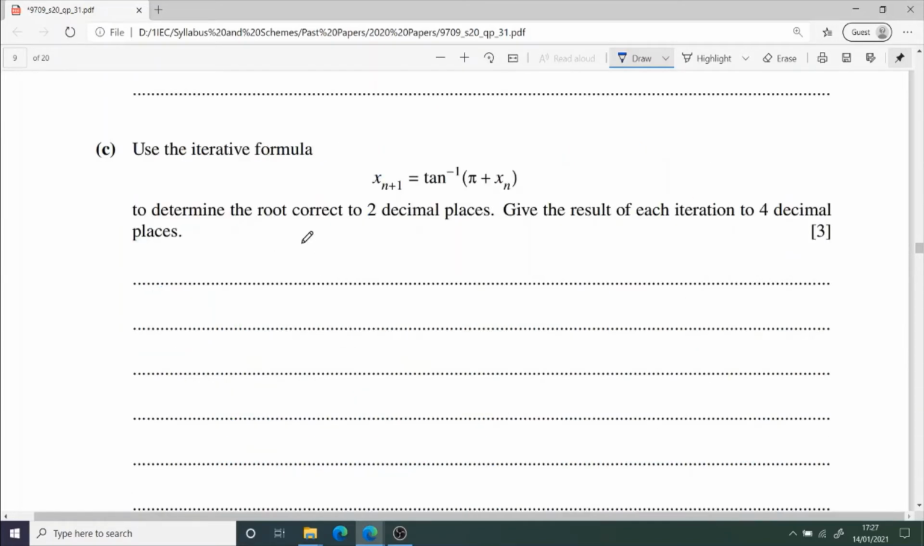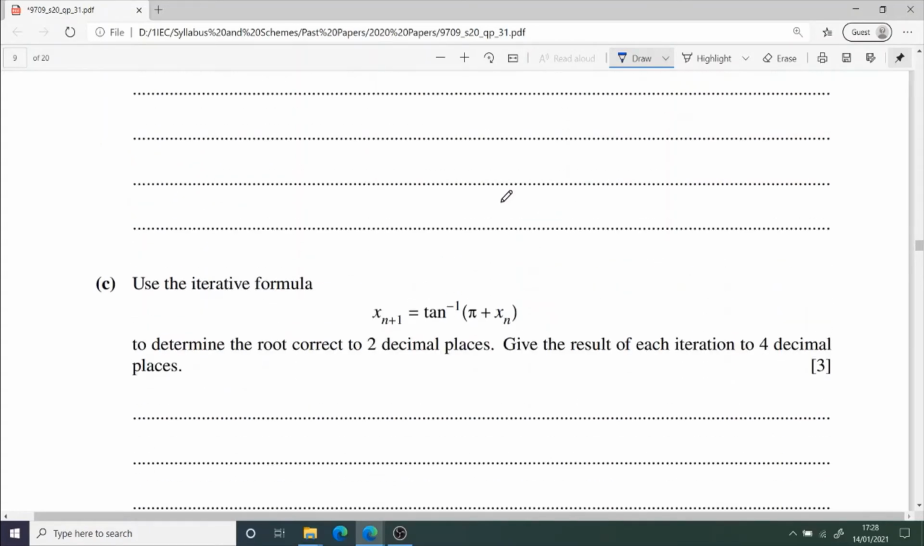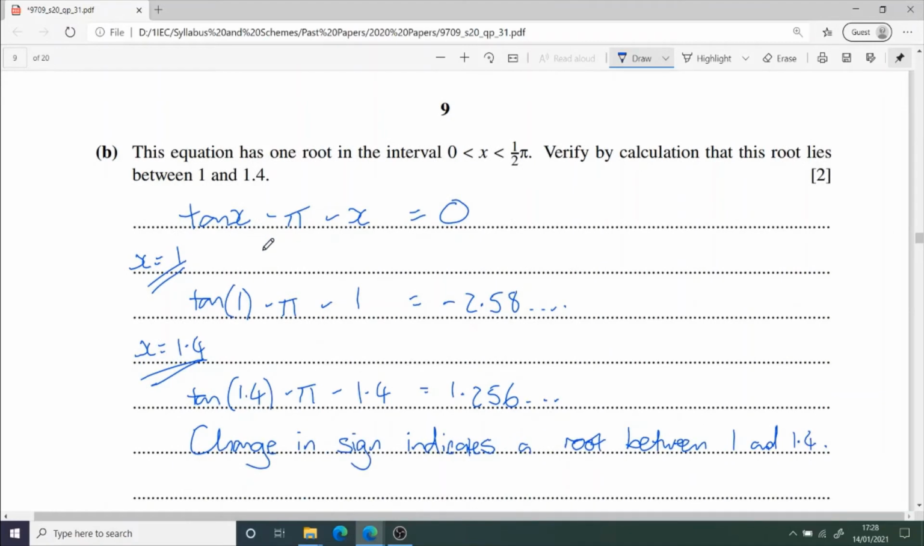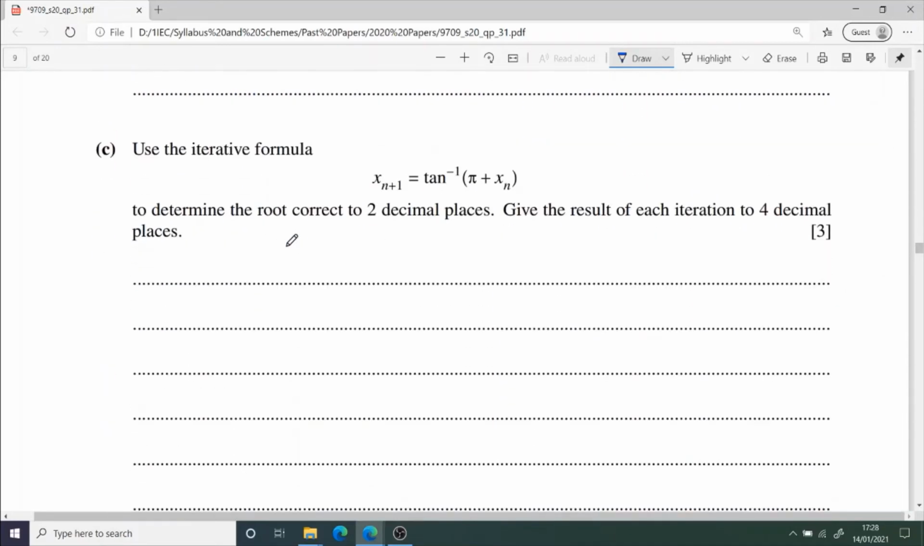In part C, I need to determine the root correct to 2 decimal places. I need to choose a value for my starting point. I guess we could choose 1 or 1.4 or anything between that. I'm going to start with 1 as long as it converges. So I'm going to start with x0 is equal to 1 and x1 is equal to tan of pi plus 1.